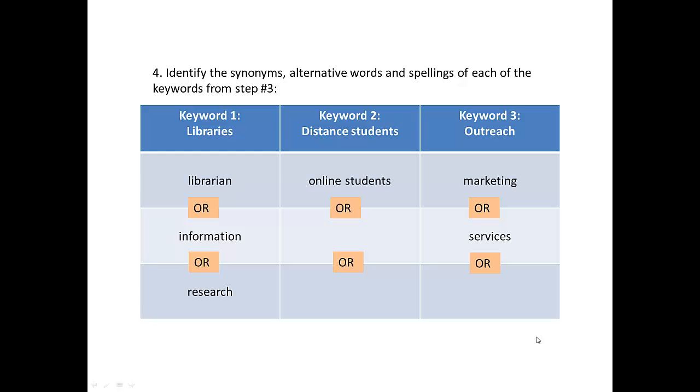Next, we want to list synonyms or alternate spellings of our keywords. On the form, these go from top to bottom. And we have another Boolean operator, OR. Remember, OR is used when you want to search for similar terms at the same time. There are 3 columns here, but you may have more or less depending on the term.